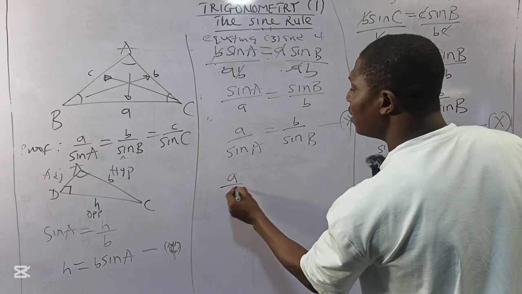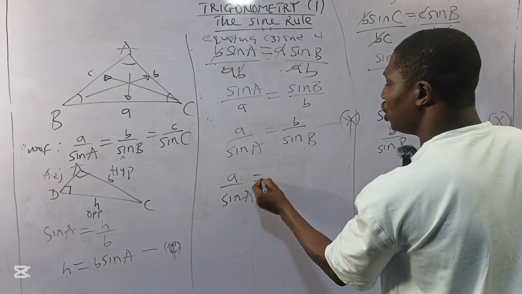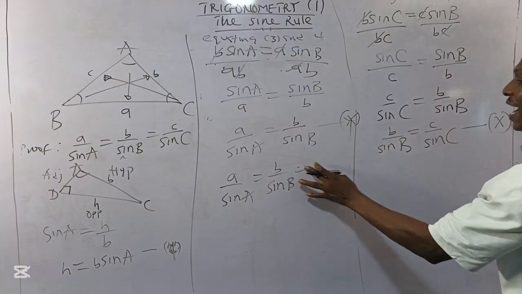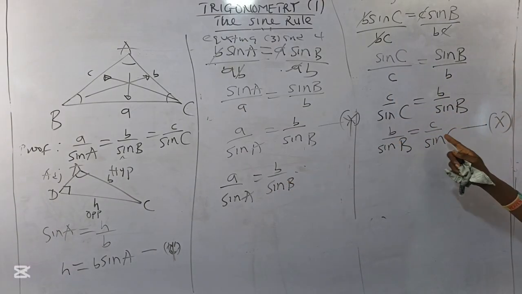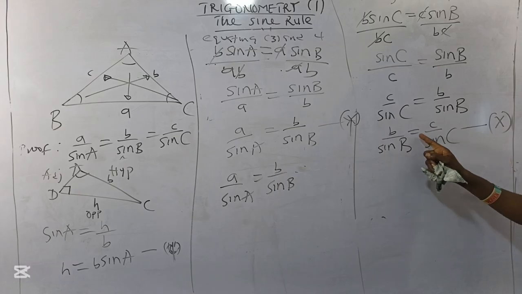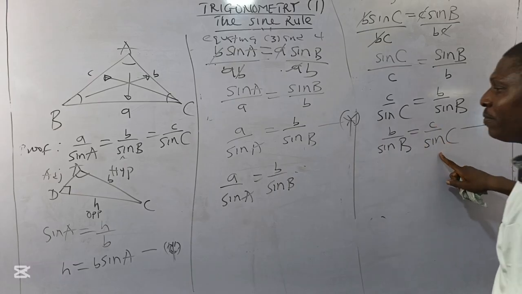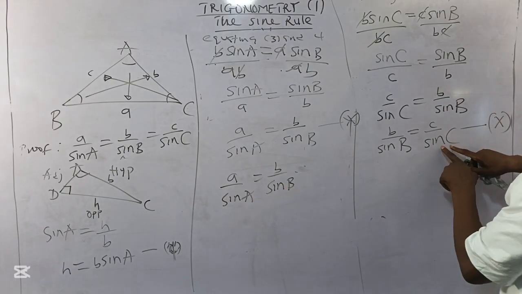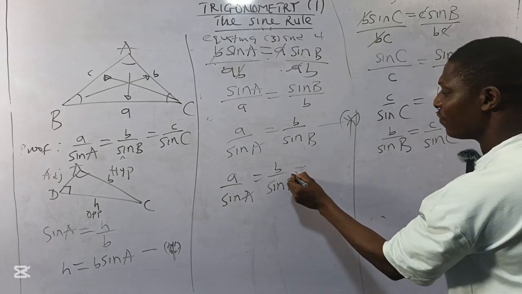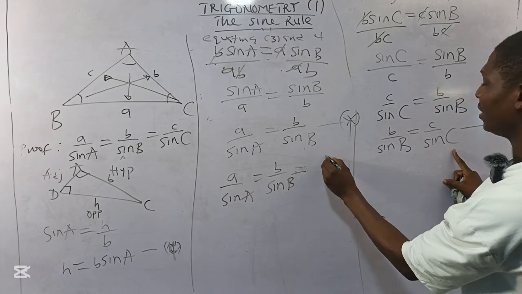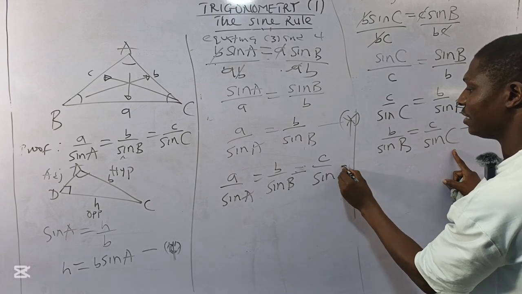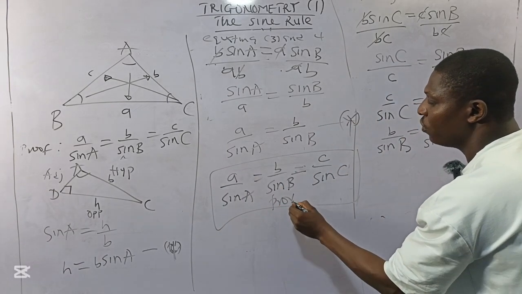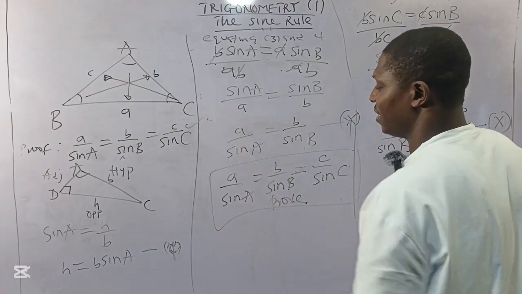So if I have A over sine A equal B over sine B, and I have B over sine B equals C over sine C, that simply means A over sine A also will be equal to C over sine C. So I'll therefore have it equal to C all over sine capital letter C. And this has been fully proved, like we have here.